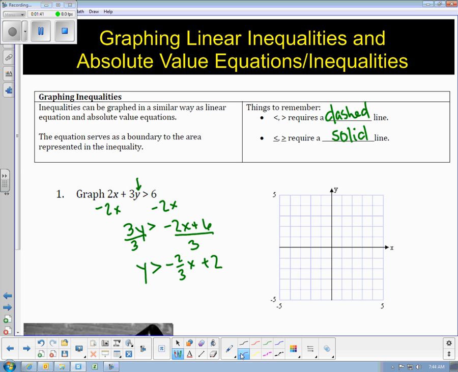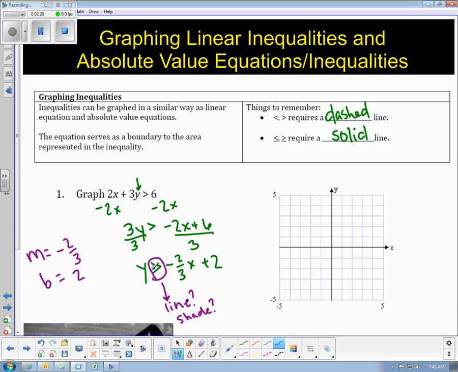So our slope here is negative 2/3. Our y-intercept is 2. We're not going to worry too much about the x-intercept here. Like I said, the x-intercept would be another way for us to figure out where that graph would be, but I think this works just as well. Before I graph it, I'm going to make the decisions that I need to make. I'm going to look at the inequality symbol. I have an inequality symbol of greater than, and I'm going to decide two things: what kind of line and where I want to shade.